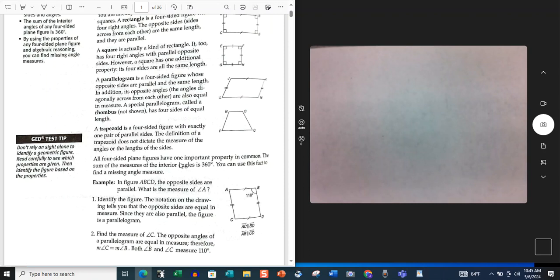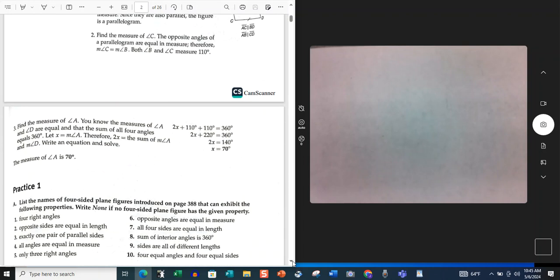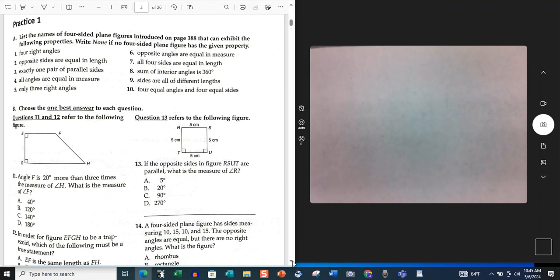All four-sided plane figures have one important property in common. The sum of the measures of the interior angles is 360 degrees. You can use this fact to find a missing angle measure. So if you look at all four of these figures, including the rhombus that's not shown, if you add up all of the angles inside, they are supposed to equal 360. Now what I'm going to do is go to the practice problems, and then we can answer a lot of these situations.